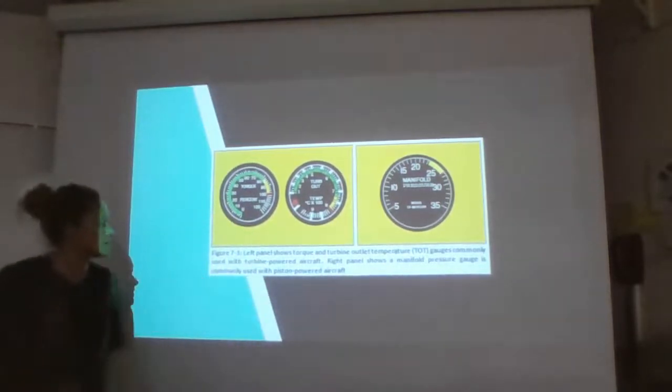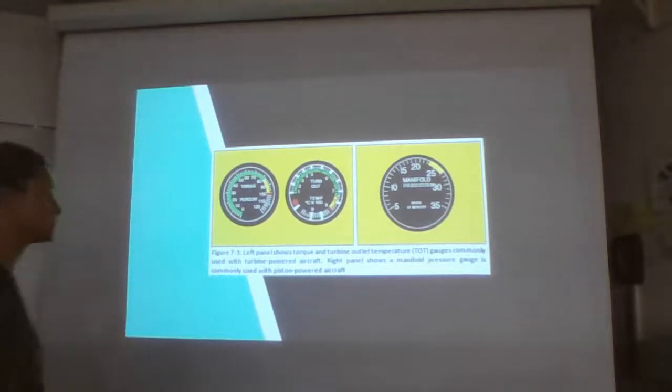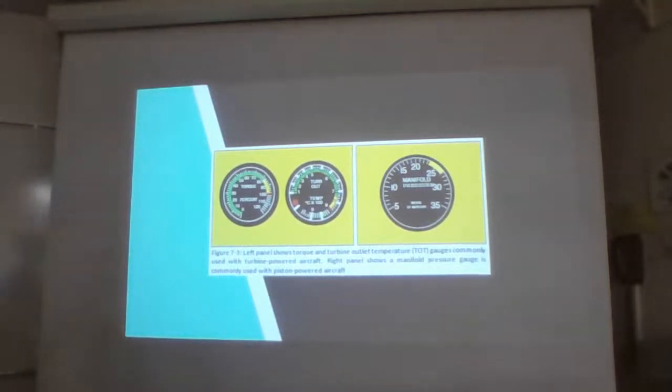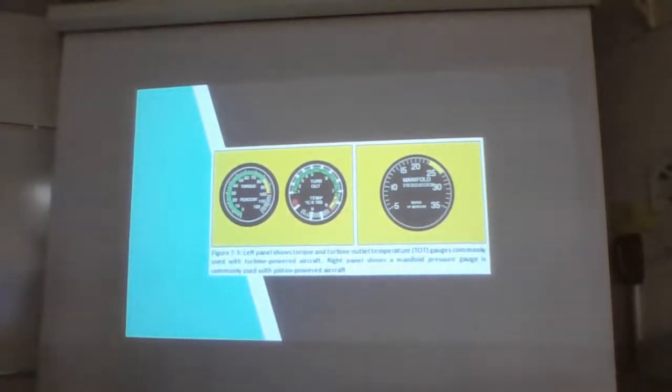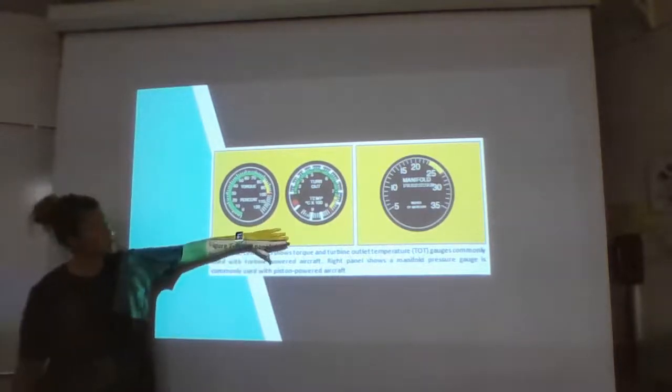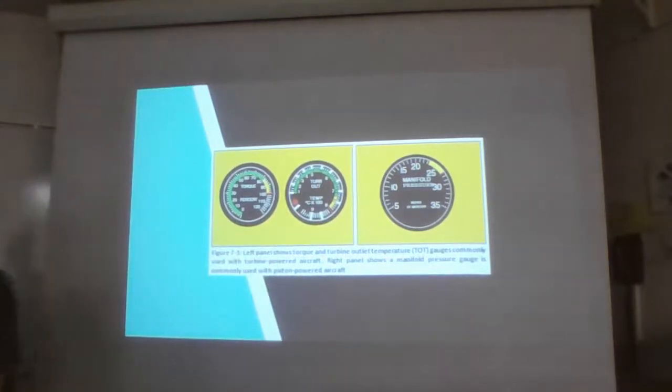This says the left panel shows torque and turbine outlet temperature gauges commonly used with turbine powered aircraft. The right panel, meaning this side, shows a manifold pressure gauge commonly used with piston powered aircraft. You don't need to know anything about these turbine instruments in too much detail right now, but I just want you to know that there are different instruments for turbine and reciprocating aircraft, different ways to read how that air is coming in and pressurizing in those different types of engines.